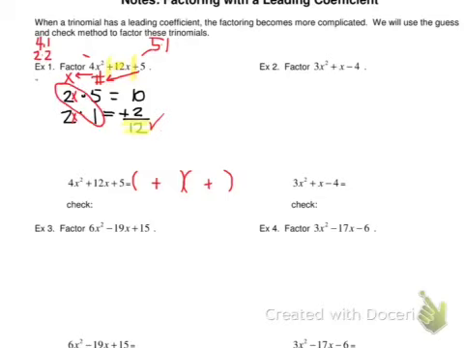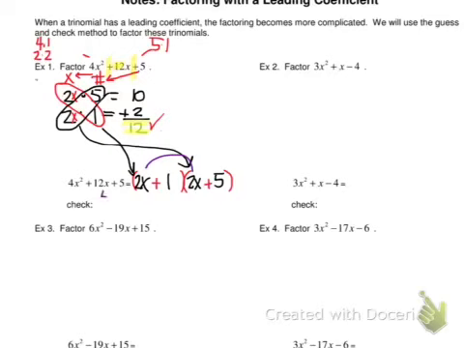So 2x plus 1 is going to go into our first binomial, and 2x plus 5 is going to go into our second binomial. The reason we do this is that when we FOIL this out and check our work, this is what will give us the correct terms that we're looking for. If we just read across, they won't multiply correctly. So let's FOIL this out.